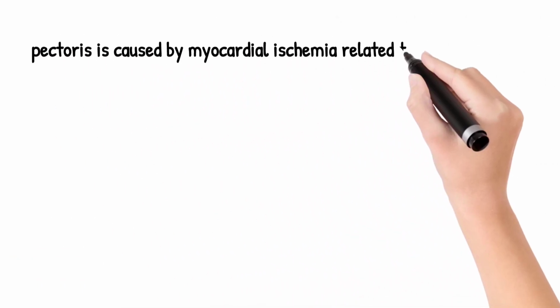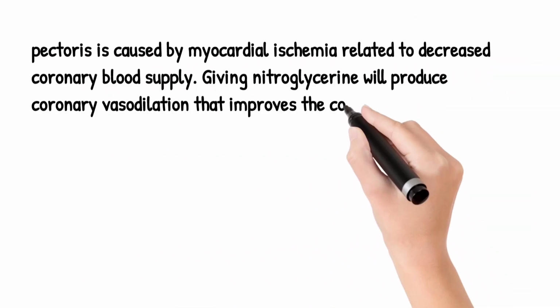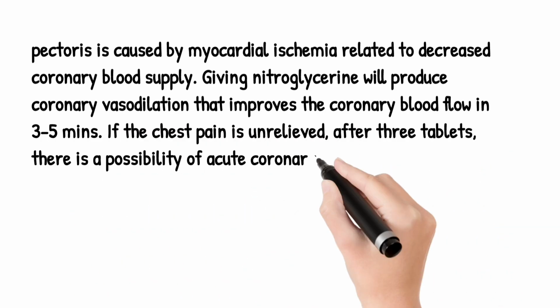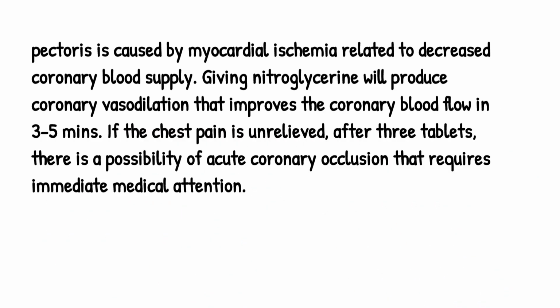Angina pectoris is caused by myocardial ischemia related to decreased coronary blood supply. Giving nitroglycerin will produce coronary vasodilation that improves the coronary blood flow in 3 to 5 minutes. If the chest pain is unrelieved after 3 tablets, there is a possibility of acute coronary occlusion that requires immediate medical attention.